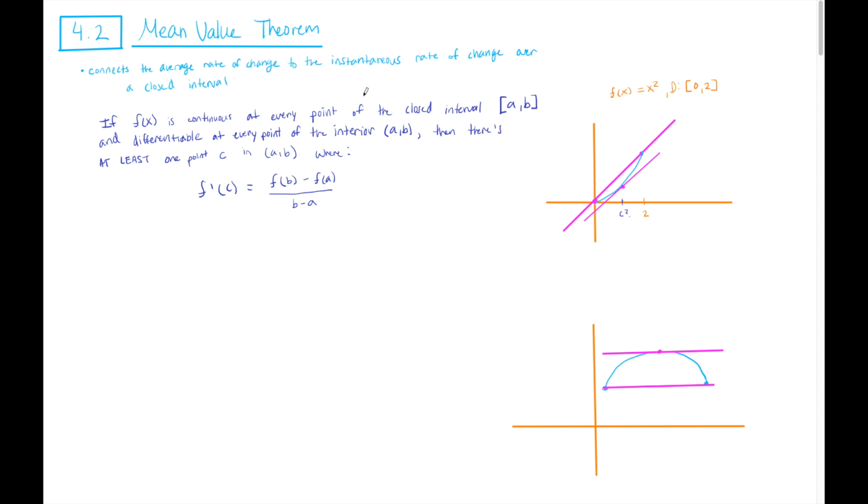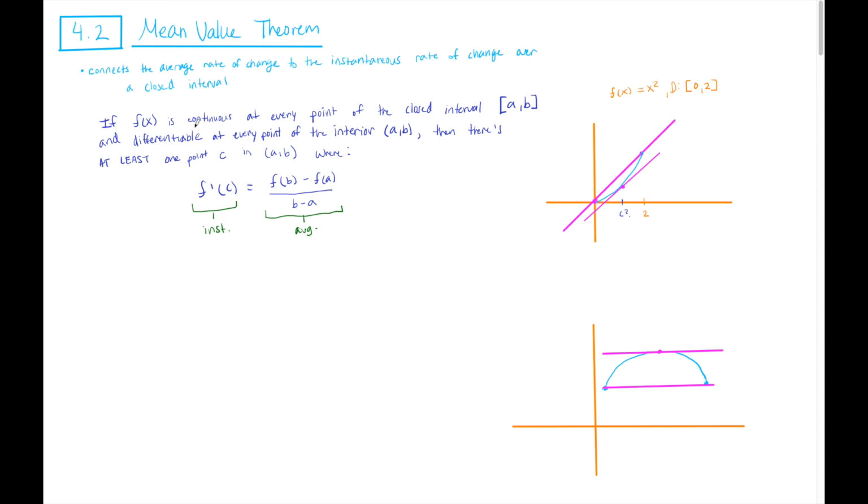Now formally, the textbook says that if a function of x is continuous at every point of the closed interval [a, b] and differentiable at every point of the interior of (a, b), then there's at least one point c in (a, b) where the derivative at point c is equal to the slope between points a and b. So our instantaneous rate of change at a certain point in the interior of (a, b) is equal to our average rate of change.